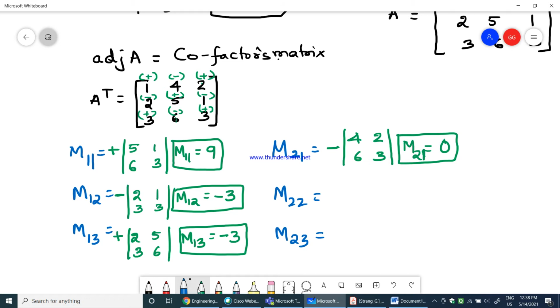So M22 is with this 5 element, which is plus here. So plus of determinant of... this 5 means you leave this column and this row. I will have 1 2 3 3. So therefore M22 equals 3 1s are 3 minus 6 is minus 3, into plus is minus 3.